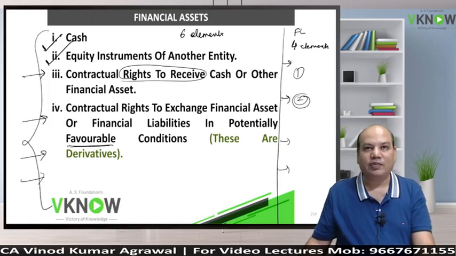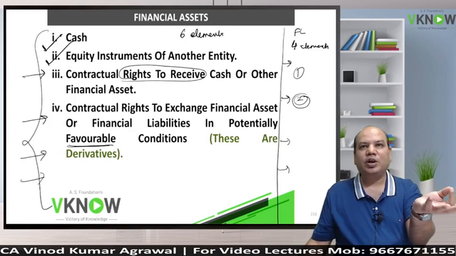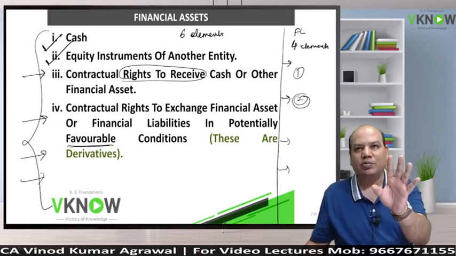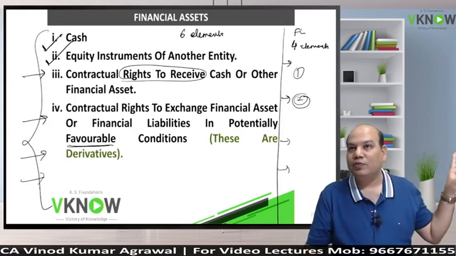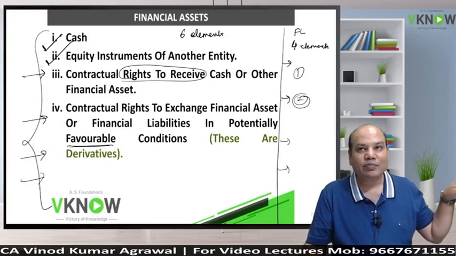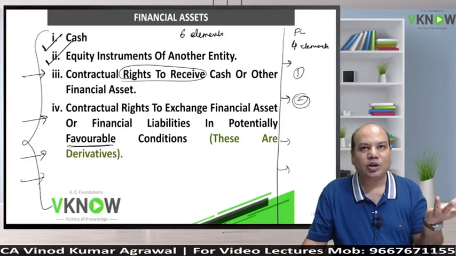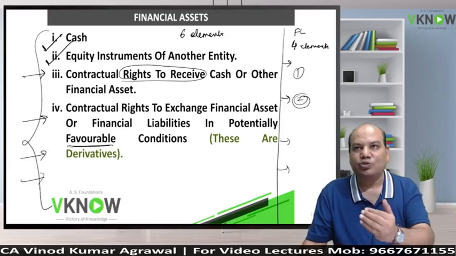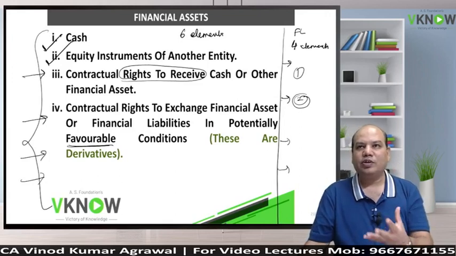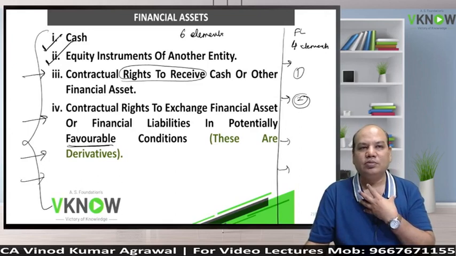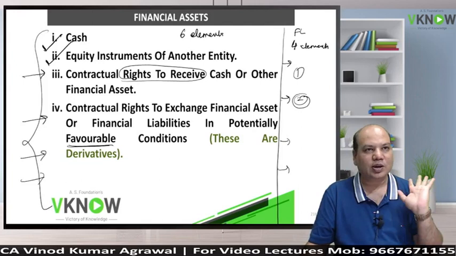Contracts which will require exchange of financial assets or financial liabilities under favorable conditions. So here comes the derivative. The same example which I had given at that time: one party has written a call option at 50, and the market price has become 60. It will become a financial liability for the call writer, but immediately it will become a financial asset for the call option holder, because he can buy a share for 50 whose market price is 60. In derivative contracts, if the derivative turns in your favor, it becomes a financial asset for you and a financial liability for the other party.